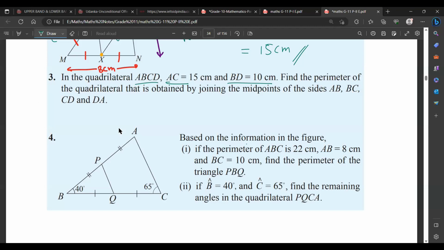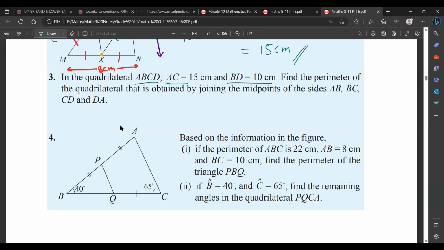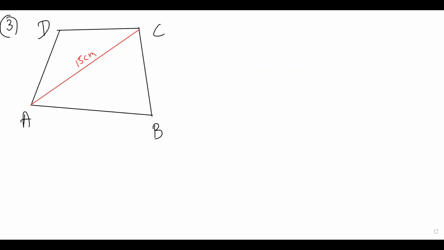Show me. AC. Use another color. AC equals 15 there. And one more. What is the other one? AC 15. BD 10 centimeters. Show me. BD. It is 10 centimeters. This one 10 centimeters. AC 15 centimeters, BD 10 centimeters. They are mentioned like that. Okay.